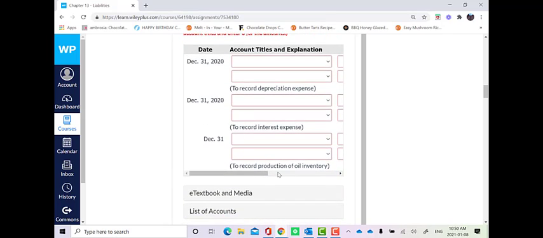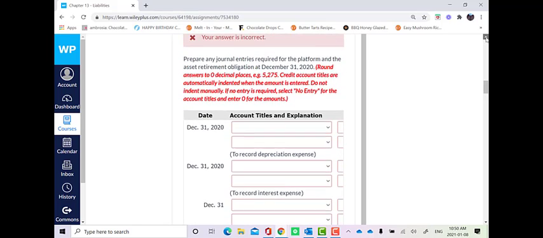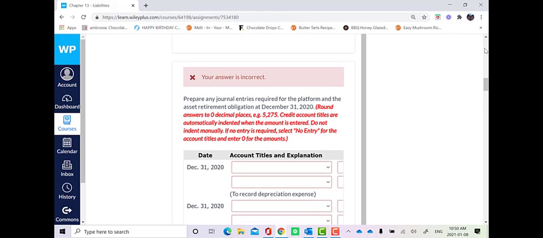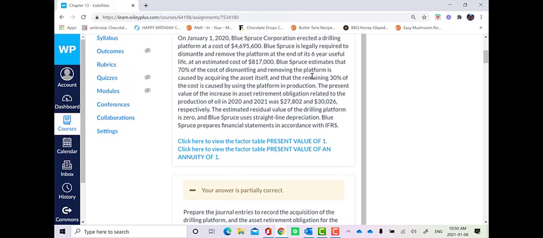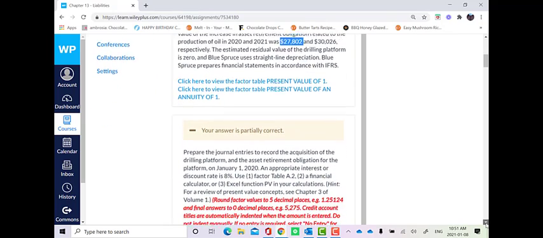And then the production of oil inventory, that's where we're going to increase the ARO for the amount related to production, and I believe they give us those amounts in the table. Yeah, the present value of the increase in the ARO related to production of oil was 27,802. So you're going to credit, try inventory. Yeah, we're using IFRS, and if that doesn't work, try cost of goods sold. 27,802. Let me try it.